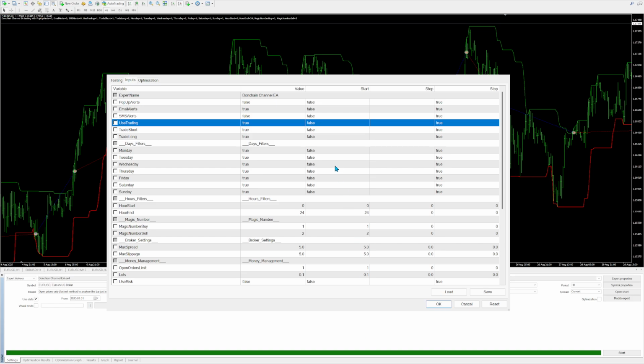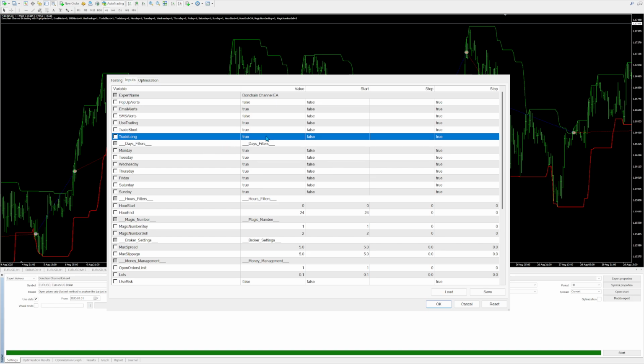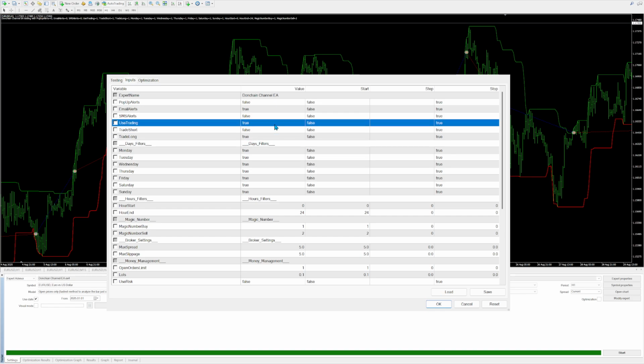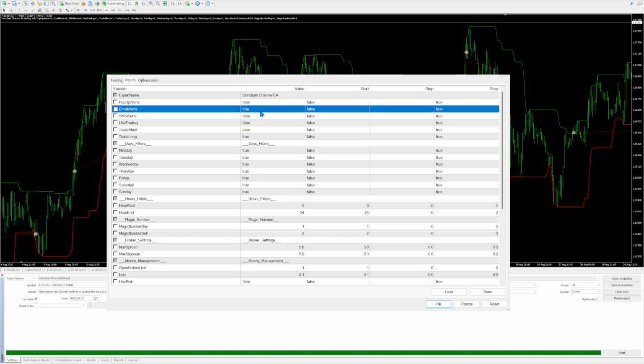Okay, you can use it in a semi-automated manner, which would be my preference. So for example, I could be looking to enter long into an uptrend, and then I only want to receive long alerts. So I just set trade short to false, trade long I'll leave to true. I'd probably set use trading to false, and then just have email alerts on, so I can receive an email. Okay, the price is broken out on the upper Donchian channel. And then I can open up the platform, take a look at the chart, and decide if I want to take a position or not. Okay, so it's flexible in that sense.